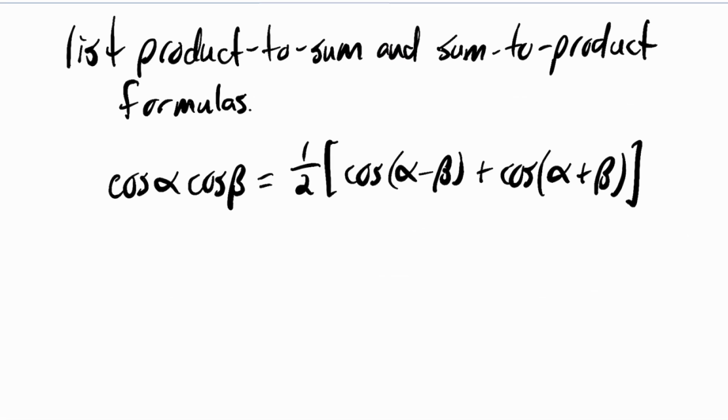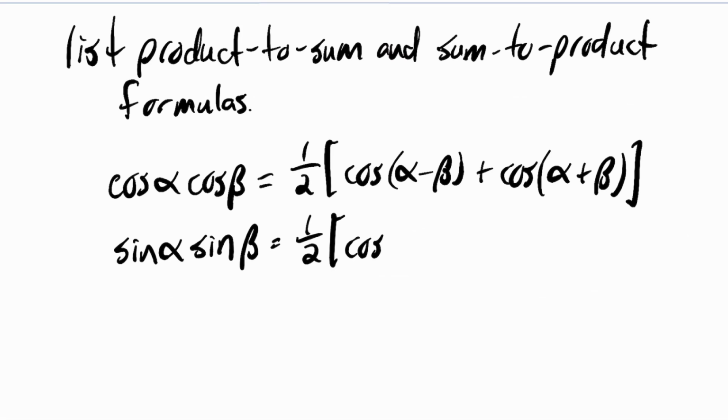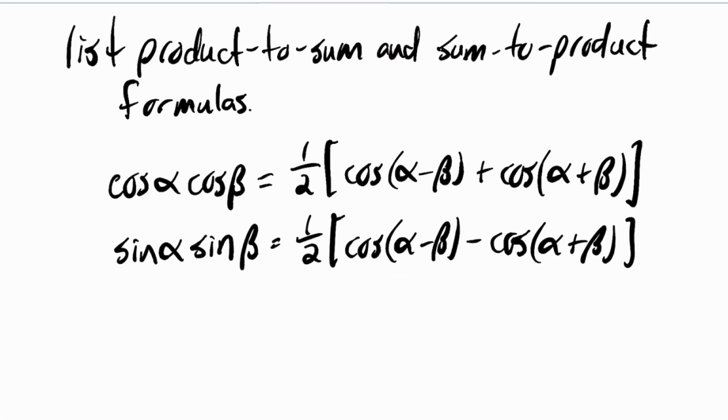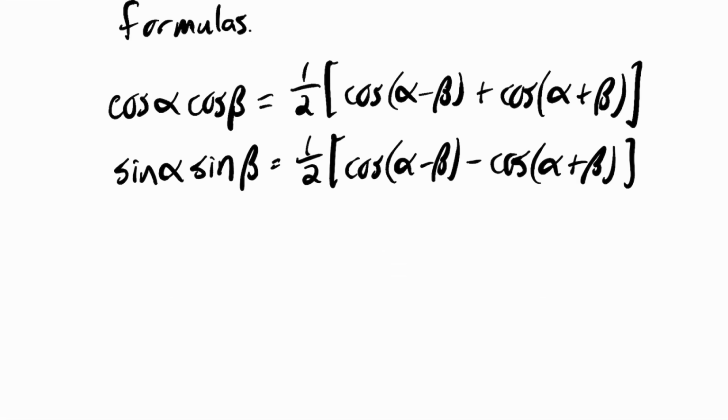So the next one is sine alpha sine beta. So this is 1/2 times cosine alpha minus beta minus cosine alpha plus beta. So they're very similar, because they come from the same identity, so they're going to have similar components. The problem with this, though, is if they look similar, then it's hard to memorize these. So to some degree, you're going to have to rely on having a formula sheet for these in particular.